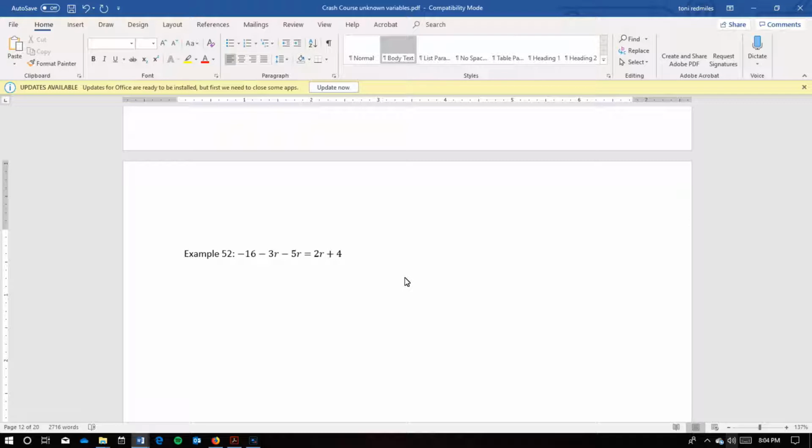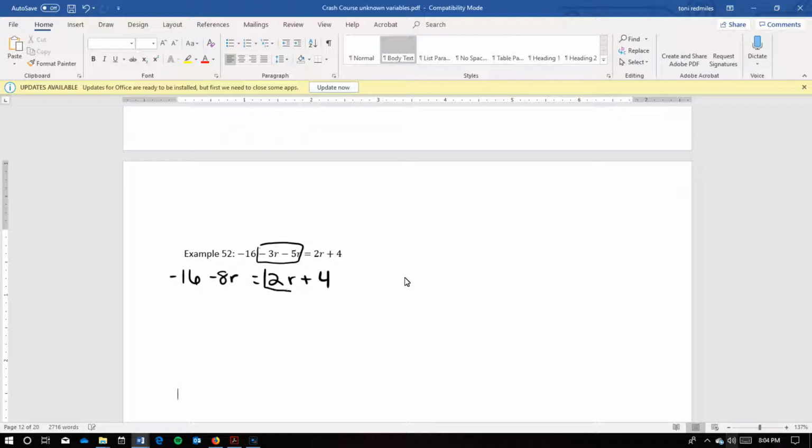All right, so on this side, I can get these two combined. So a negative 3r minus a 5r is going to be a negative 8r. It's like if I owed $3 and I owed $5, I owe $8 in total.